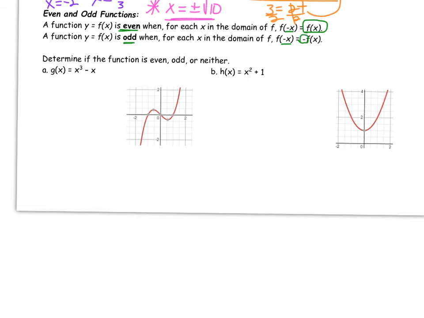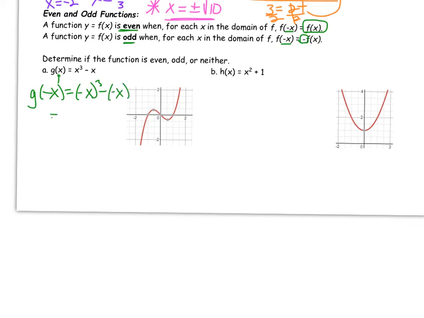It says determine if a function is even, odd, or neither. So neither would be if you don't get the exact same answer or if you don't get a negative out in front of your answer. That would be a neither type function. For the first one, g of x equals x cubed minus x. To determine whether it's odd or even, we're going to substitute in negative x in place of positive x. If we do that on the left, we have to do that on the right as well.